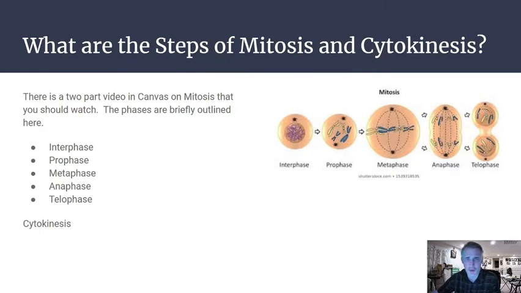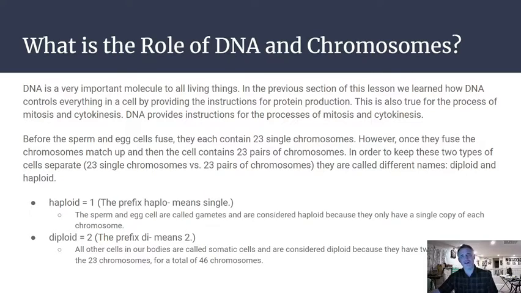So again, I encourage you to go back and look at those videos because they describe it pretty well. All right. So what is the role of DNA and chromosomes? DNA is an important molecule to all living things. As we learned a while ago, DNA is the information on how to build proteins. It's the information on how we make proteins inside our cells, and those proteins control our characteristics.